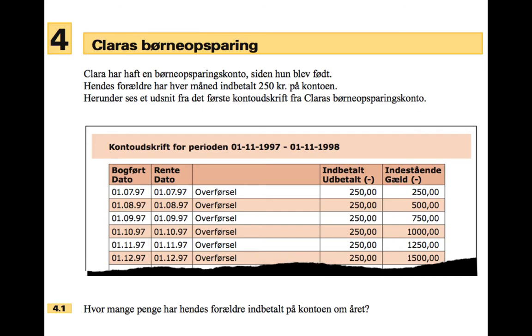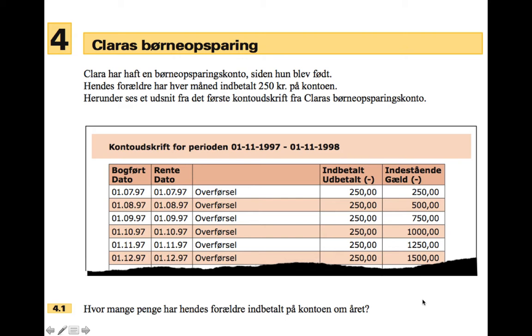Okay, question 4 from December 2012 is called Clara's Child's Savings Account, and it's something that you can use a spreadsheet for. It says Clara has had a child savings account since she was born. Her parents have paid in 250 kroner to the account every month, and underneath is an extract from the first statement from Clara's child savings account. And then it's a summary of how much the parents have paid in every month, 250 every month, and then how much is on the account after that.